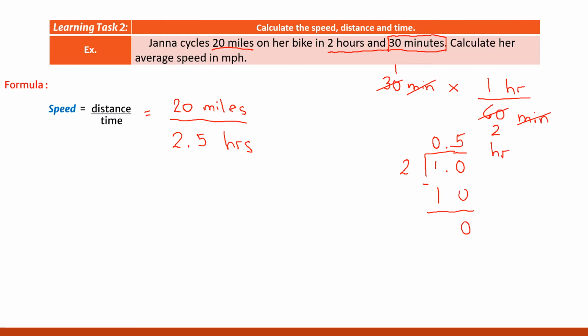So our problem now is 20 miles divided by 2.5 hours. So this time, let us get the quotient of 20 divided by 2.5. Okay, so 2.5. Again, meron tayong decimal point involved sa labas. We need to move this point one place to the right. Sa loob, mag-a-add tayo ng isang 0. So, our new problem now is 200 divided by 25.